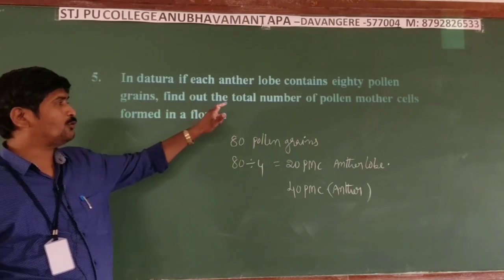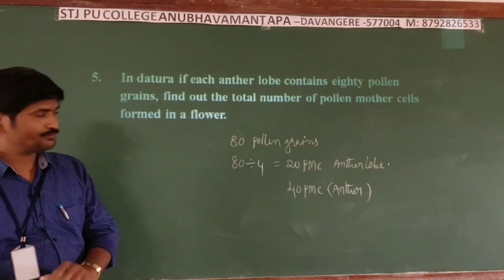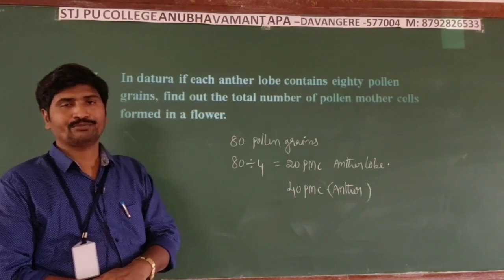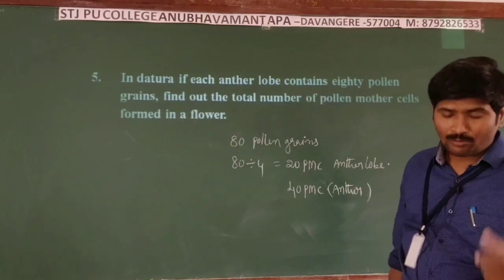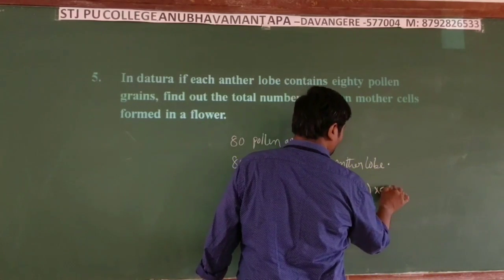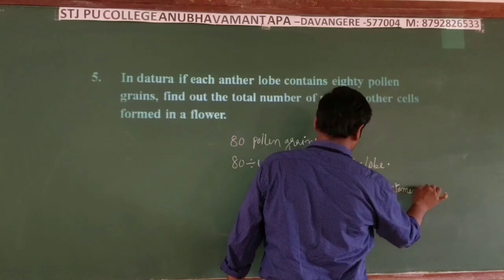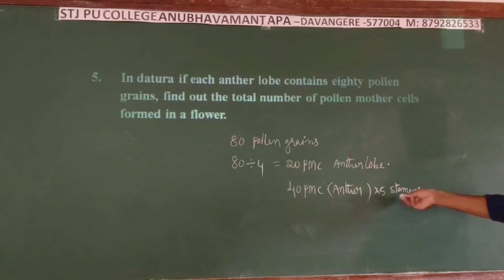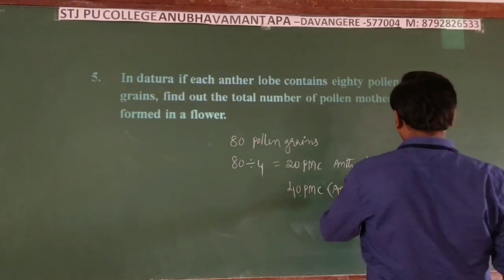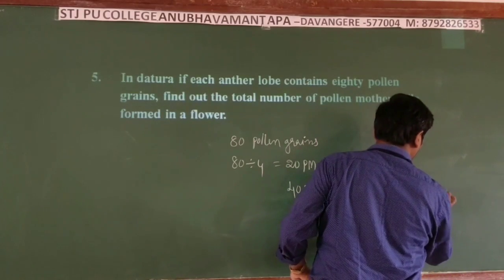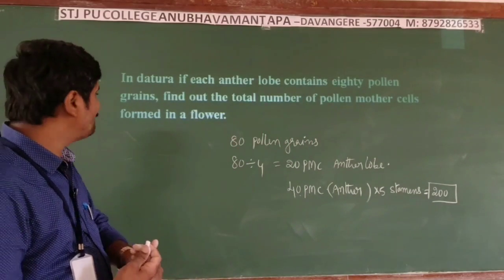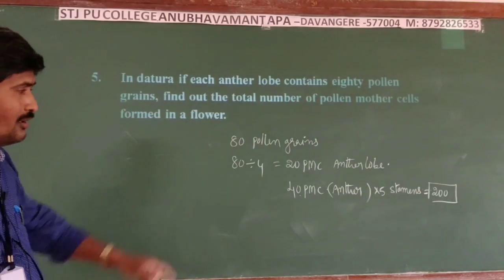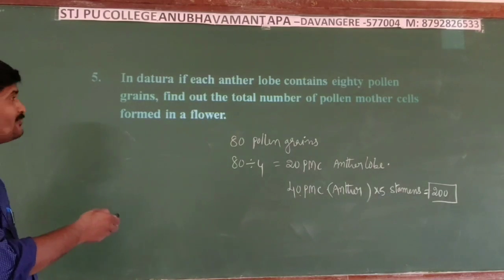Find out the total number of pollen mother cells in a flower. It is 40 pollen mother cells per anther. In each flower, how many stamens? 5 stamens. 40 pollen mother cells into 5 stamens. What is the correct answer? That is 40 into 5, total 200. That's why total 200 pollen mother cells are formed in a single flower of Datura.